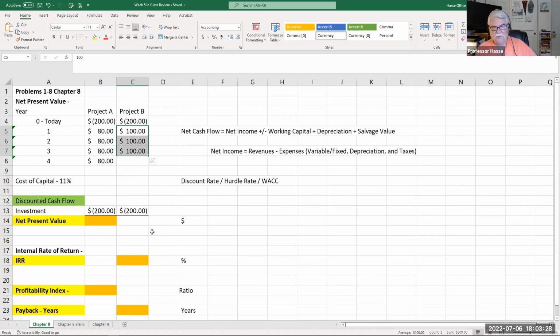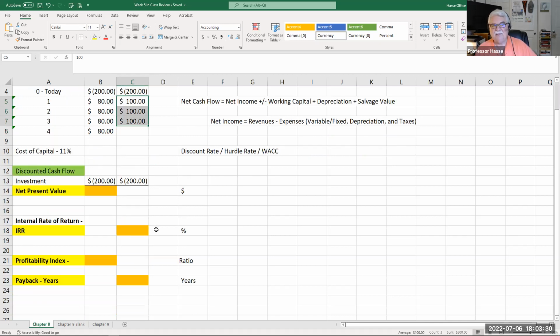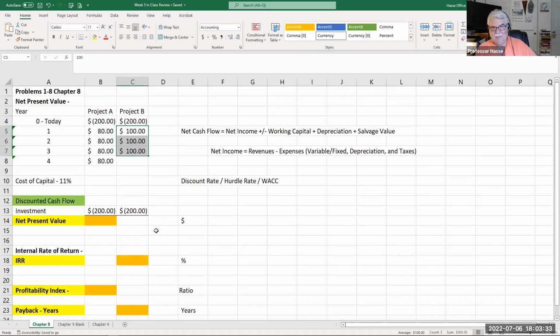And as I mentioned earlier, there's 4 ways of doing that that are talked about in chapter 8. The net present value method, which is to determine the return in dollars. The internal rate of return method, which is determining the return in a percent. The profitability index, which is a ratio of the return to the investment. And the payback in years analysis, which is in years, how long does it take us to pay back the $200 in years?